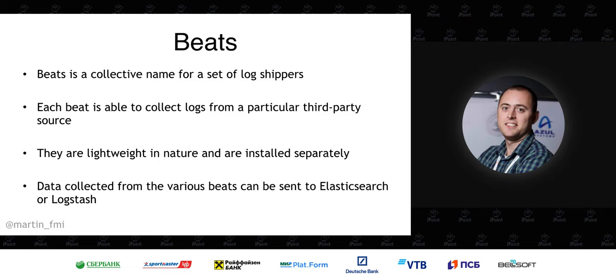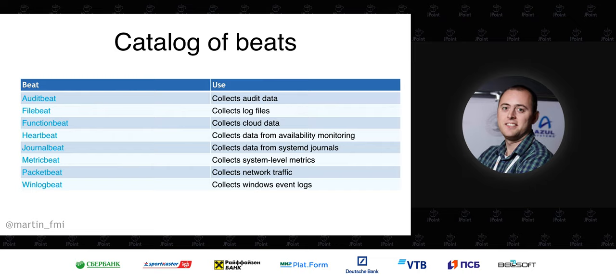This is a short catalog of some of the Beat applications that are provided by Elastic. As you can see, some of them, for example, allow us to collect data from log files, which is provided as a capability by the FileBeat application. We can also collect data from systemd journals. We can also collect network data. We can collect data from Windows event logs and a number of others. This is just a subset of some of the Beat applications that are provided and can be installed and used separately.